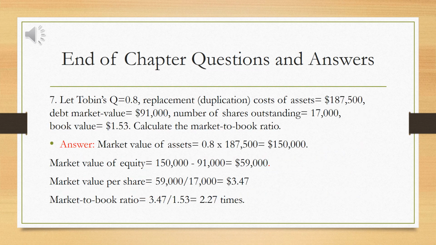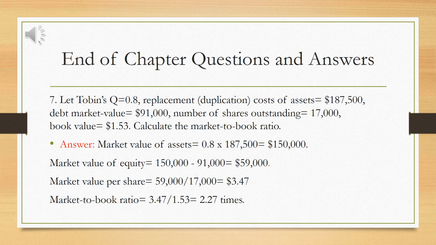For question number 7, we are given that Tobin's Q equals 0.8. The replacement cost equals $187,500. The debt market value equals 91,000. The number of shares outstanding are 17,000 and the book value is 1.53. In order to find the market to book ratio, one must do market value per share over book value. We already know that the book value is 1.53.